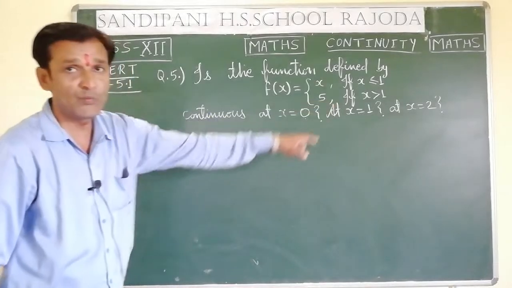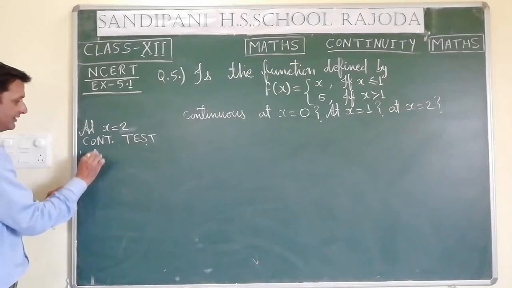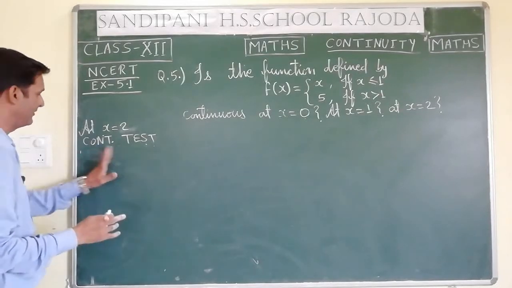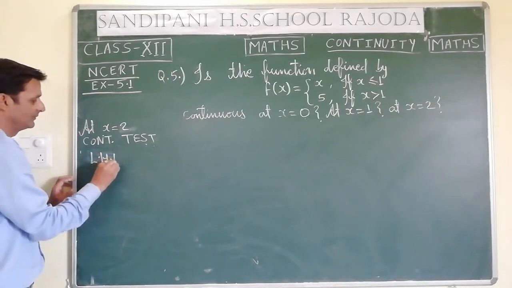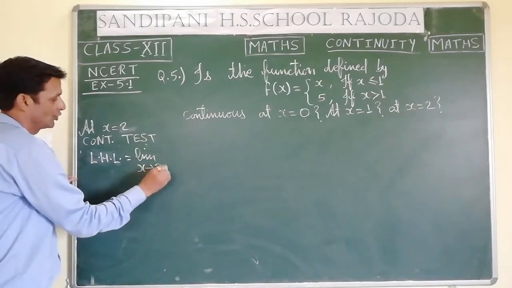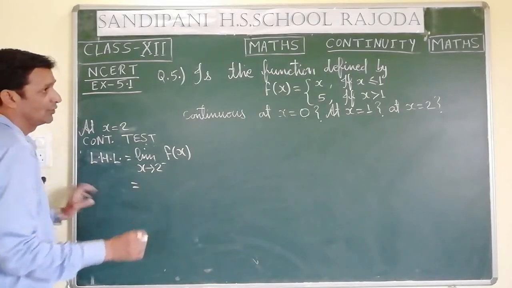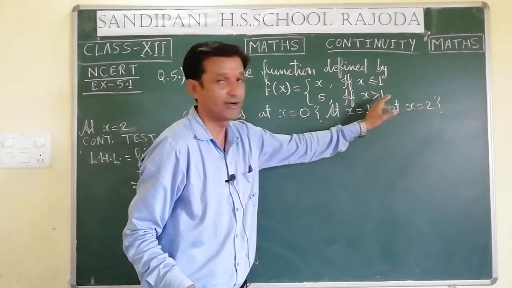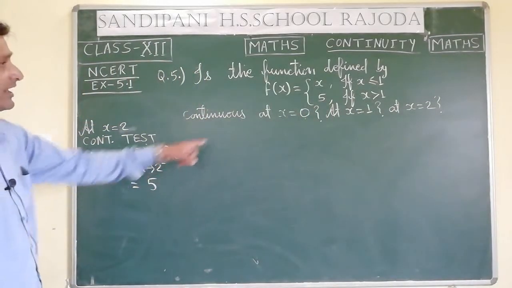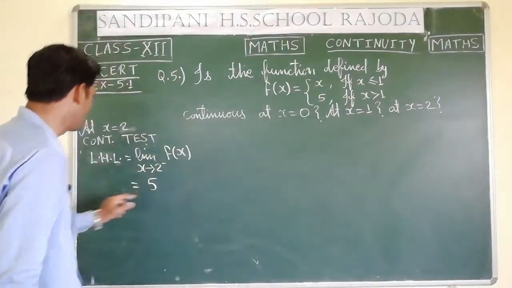Now at x is equal to 2, we have to check. So at x is equal to 2, continuity test, limit. Here we have to write left hand limit first of all. So left hand limit is equal to limit x tends to 2 minus f of x is equal to 2 minus, but it is greater than 1, 2 minus. So that is equal to 5 only. Directly we may write, because 2 minus, but it is greater than 1. That's why it is directly 5.